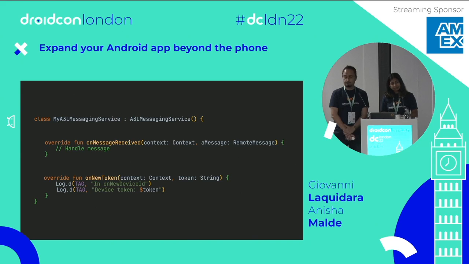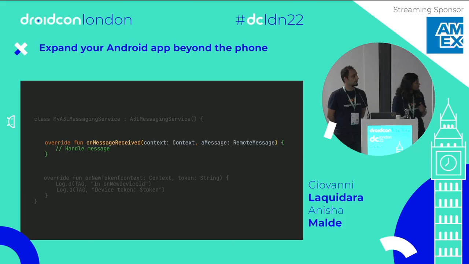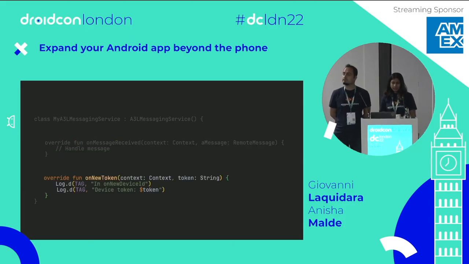When you're implementing the A3L SDK, the first step is to extend the A3L messaging service class, which is part of that A3L messaging SDK. This is what allows your app to receive messages. Then you'll need to override two methods. The first is onMessageReceived, called when a message is delivered to your app instance. The second is onNewToken, called when a device ID for the app instance is ready. You'll probably need to log or keep this for testing purposes, which we'll see in a second.